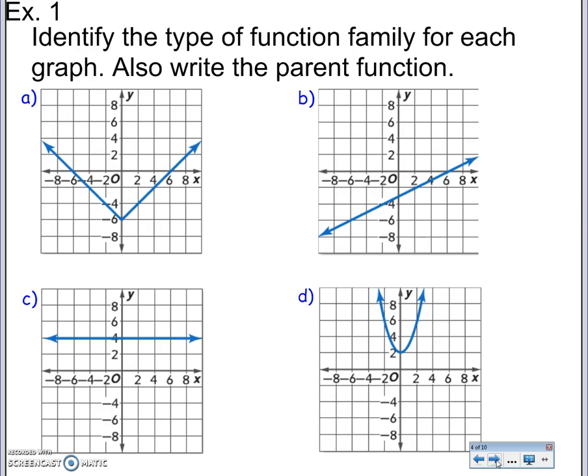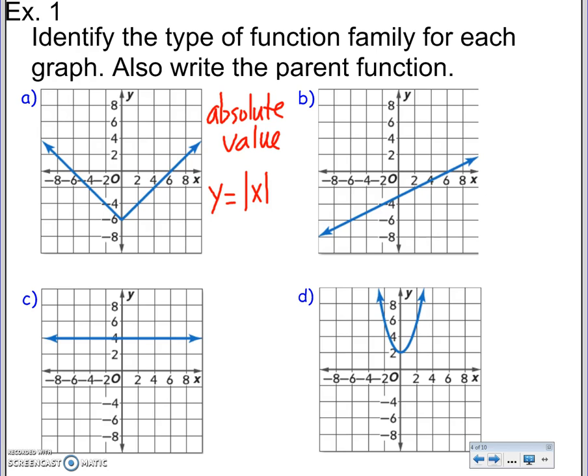So for example 1, identify the type of function family for each graph, then write the parent function. So A, that's a V shape. If it's a V shape, we know that's the absolute value family. So absolute value. So that's in the absolute value family. Now what's the parent function for absolute value? That's just y equals absolute value of x. That's not the graph, because that graph's moved around a bit, but that's a type of absolute value.